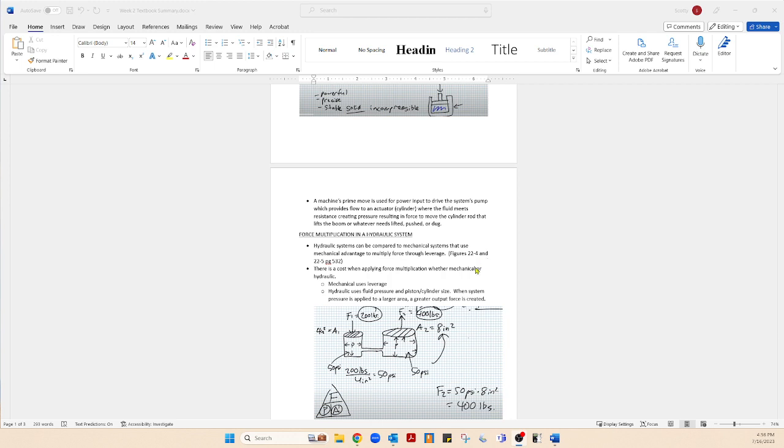Now, force multiplication, this is a real simple one to work with and go through with you right quick. This is one system right here. I have a smaller system with a force of 200 pounds pushing down. I have an area here, we'll call it A1, of 4 square inches. Over here, I have a cylinder that's 8 square inches in surface area.